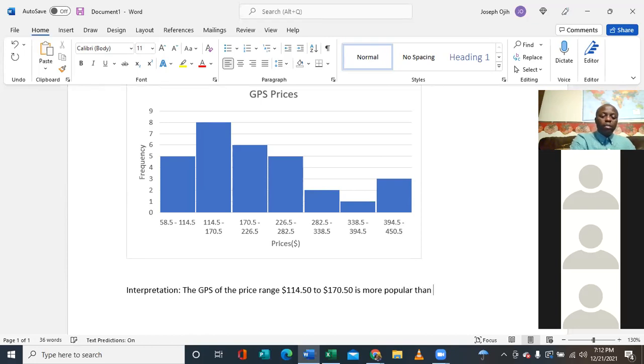And those are the other price ranges. You can see this is just one way of interpreting it. You can interpret it in a different form. Now, the one that is sold for $338.50.